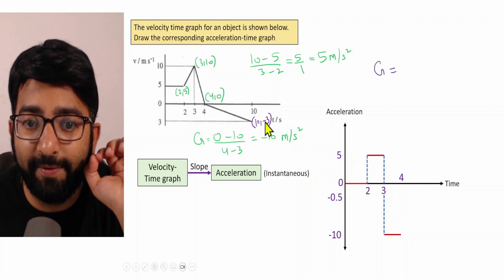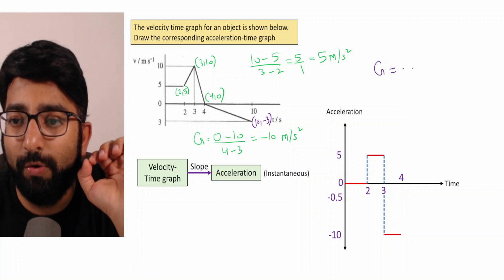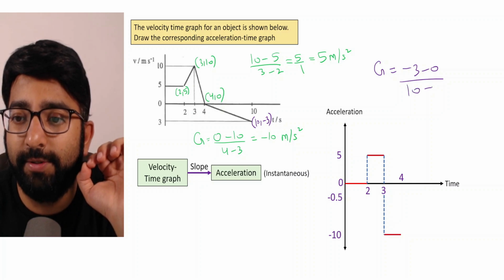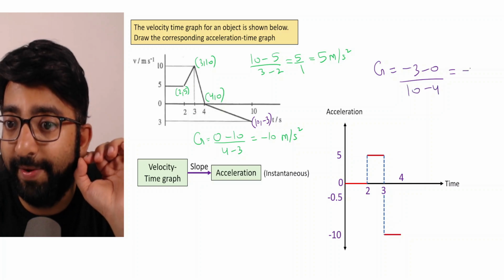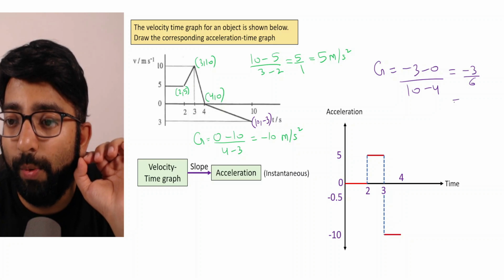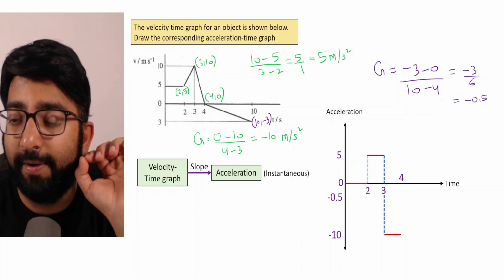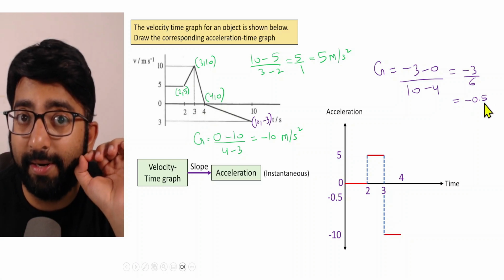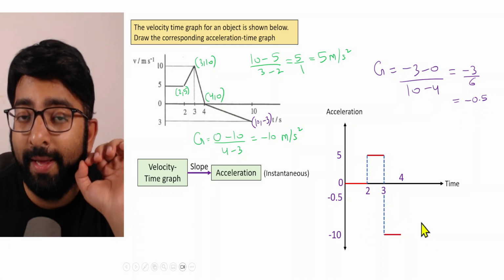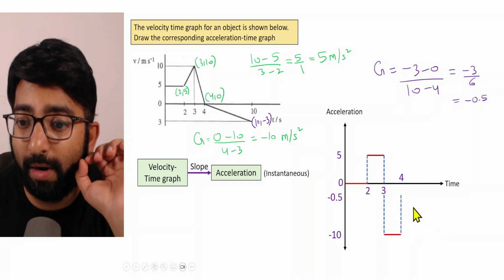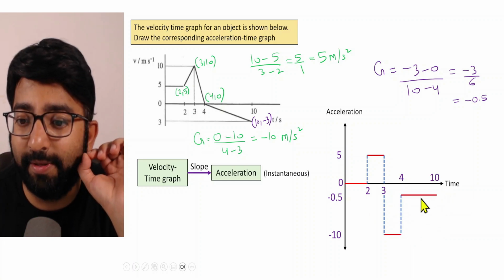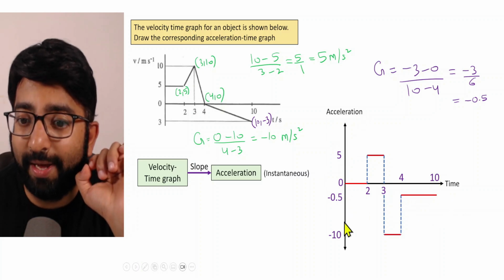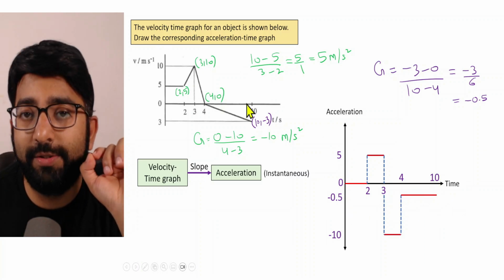So the gradient will be negative 3 minus 0, so let me write down minus 3 minus 0, divided by x2 minus x1, which is 10 minus 4. If we solve this, we will get negative 3 upon 6, which is equal to negative 0.5. Hence, we can say the value of acceleration from 4 to 10 seconds is negative 0.5 meters per second square. And let us try to depict that in the graph. So from 4 to 10 seconds, the value of acceleration is negative 0.5. And that is how we draw the acceleration time graph from a velocity time graph.